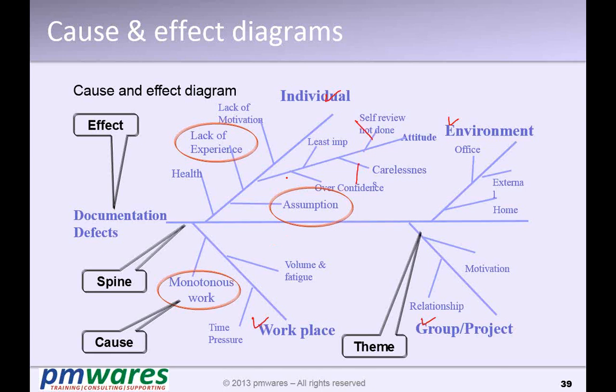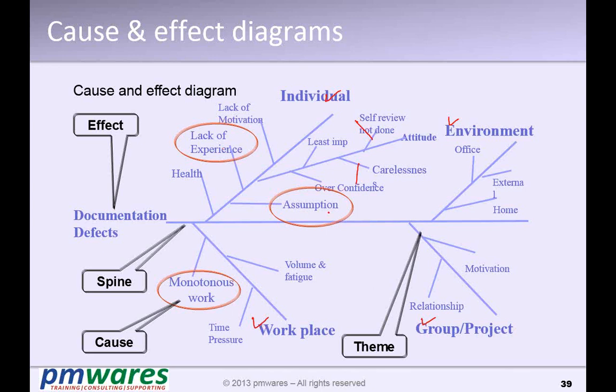So in lean, there is one principle that if you ask 5 questions in succession, you normally reach the root cause of the problem. So why is there a problem in the document? It could be an individual issue. Why is it an individual issue? It could be he is making a lot of assumptions. Could be a lack of experience.